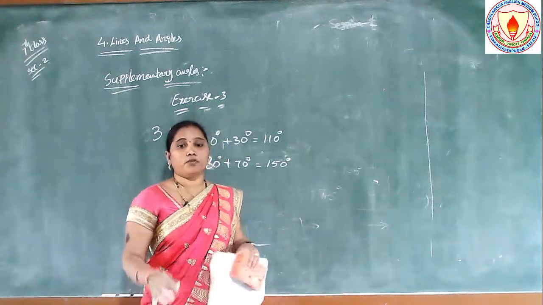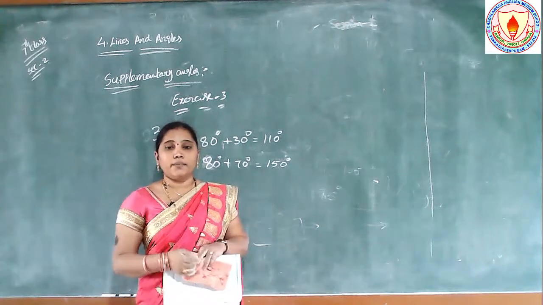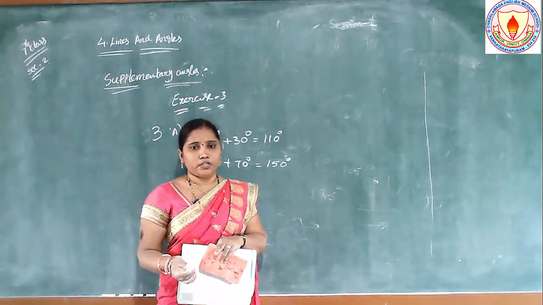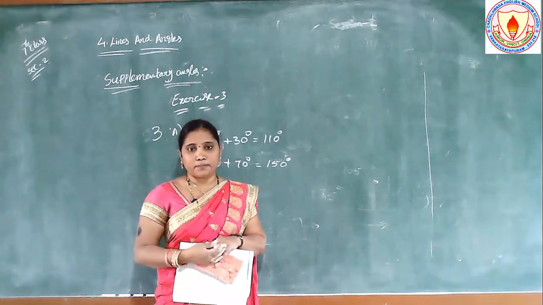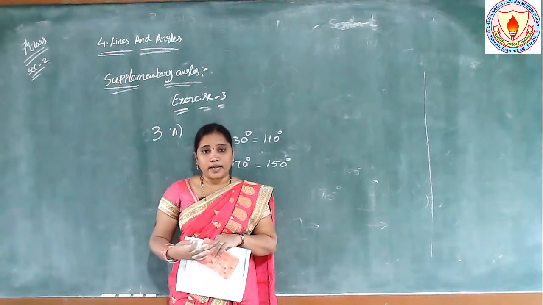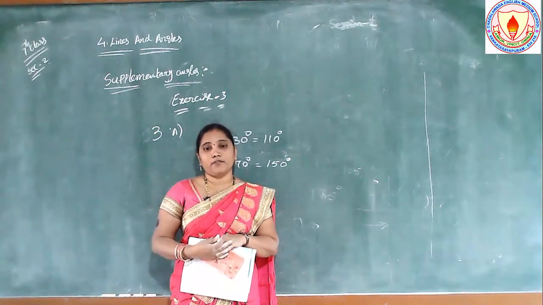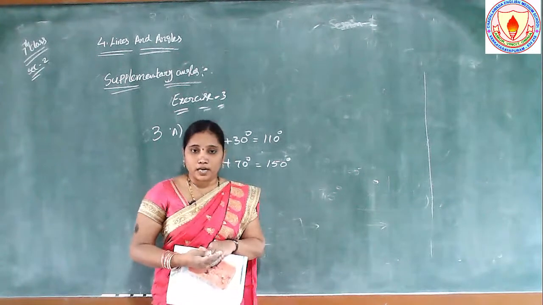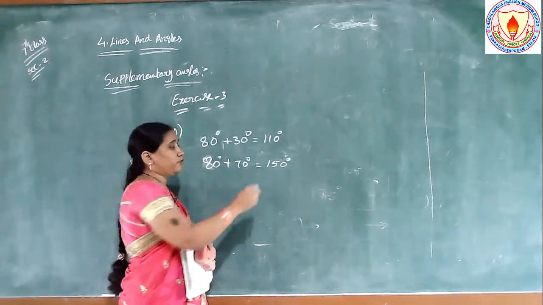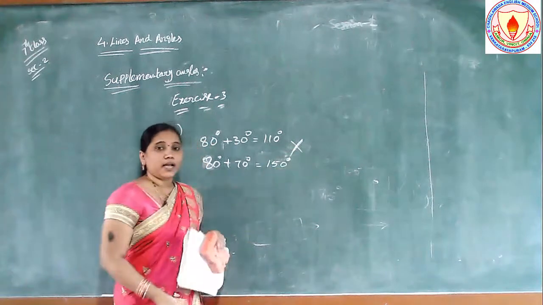Supplementary angles are not formed by two acute angles. Compulsorily, one should be an obtuse angle and the other an acute angle. Suppose 110 and 70: 110 is an obtuse angle and 70 is an acute angle. So when supplementary angles are formed, one is obtuse and the other is acute. Two acute angles do not form supplementary angles.